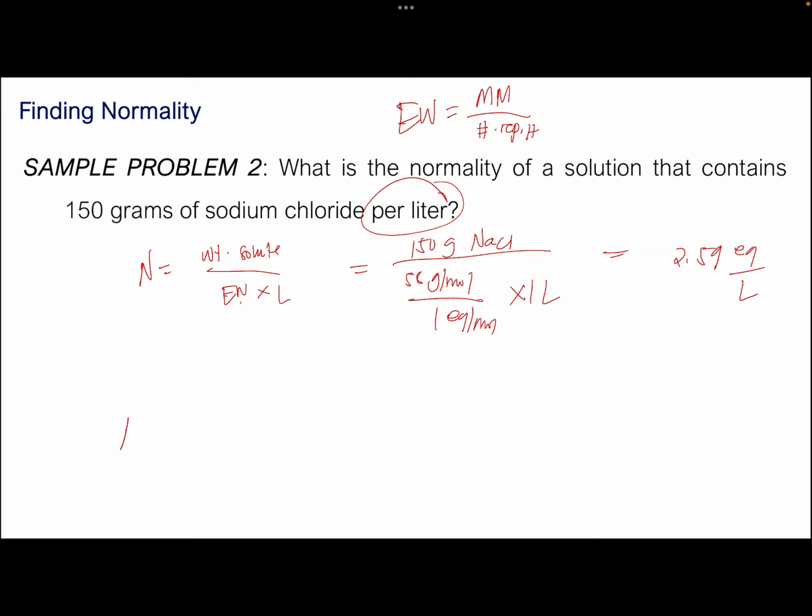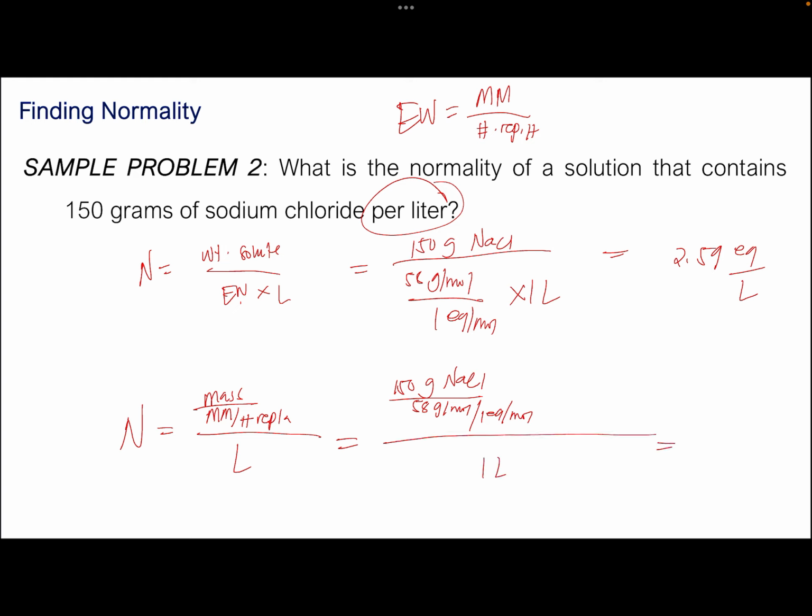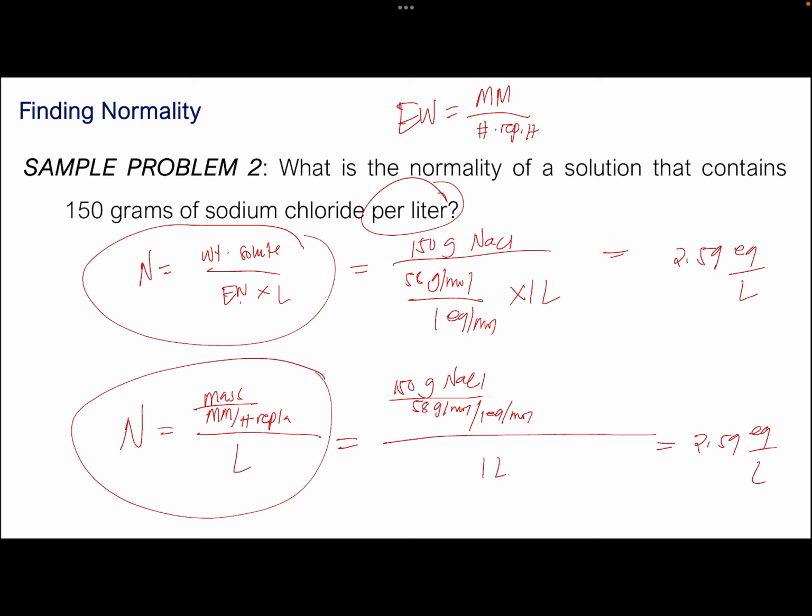If you use the other formula, the mass divided by the molar mass over the number of replaceable over the liters, the answer is the same. 150 grams NaCl divided by 58 gram per mole divided by 1 equivalent per mole over 1 liter. It is the same answer, 2.59 equivalents per liter. So you can use this one or that one, depending on which formula you are more comfortable using.